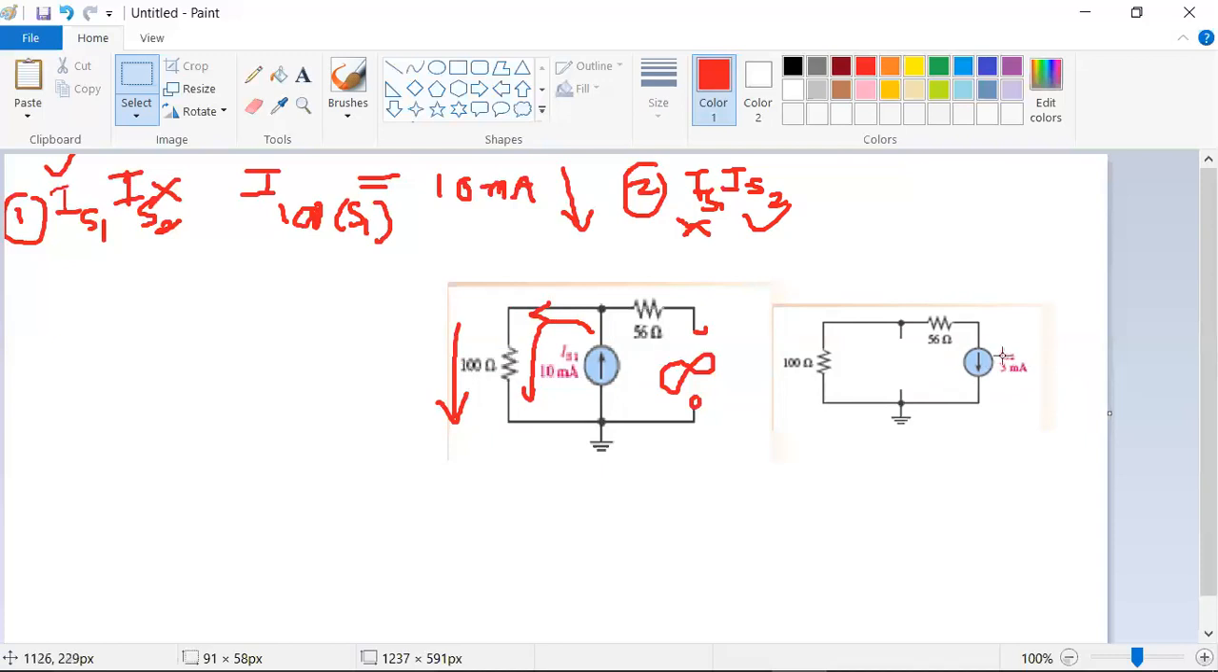So as soon as the supply is switched on, the total current is traveling through this 100 ohms from here, in this direction, means 3 milliamps current is traveling through the 100 ohms in upward direction, like this. So hence the current through the 100 ohms due to source 2 is 3 milliamps.